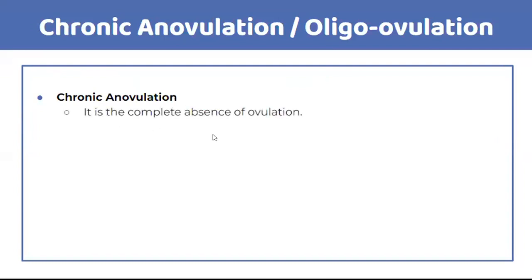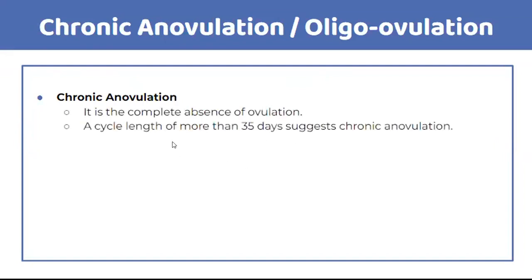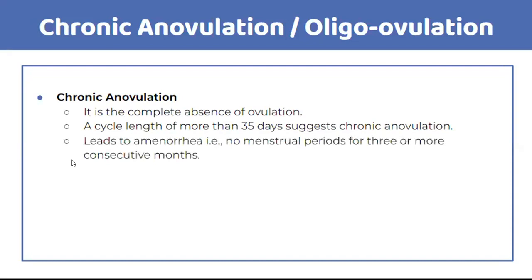It is the complete absence of ovulation, and a cycle length of more than 35 days suggests chronic anovulation, which means that the cycle is overall lasting for more than 35 days. And this also leads to amenorrhea, when you have no menstrual periods for 3 or more consecutive months, meaning continuously for 3 or more months you don't have any periods at all. That would be called amenorrhea. So this is an observable symptom. You would be able to see.